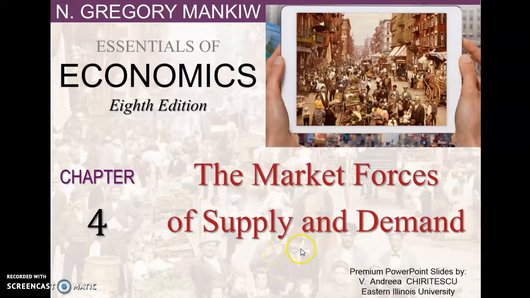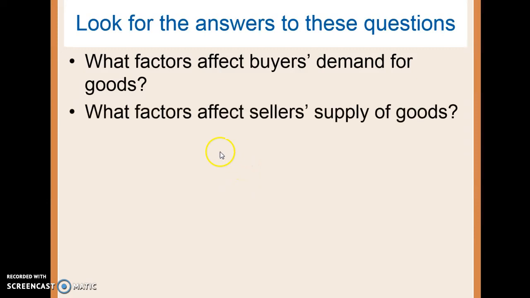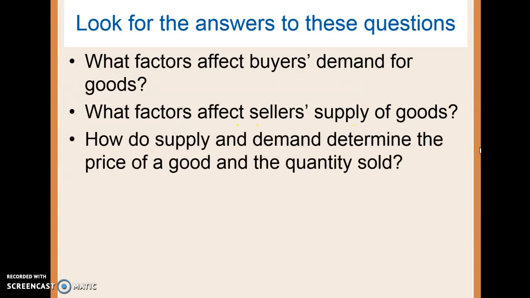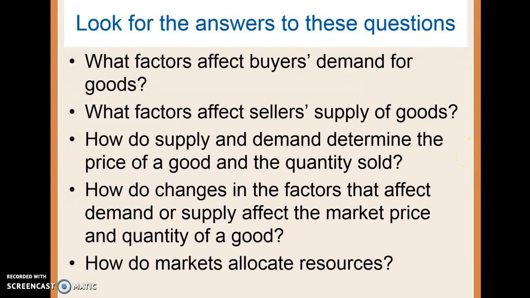This chapter is called The Market Forces of Supply and Demand. In this chapter, look for the answers to the following questions. We're going to look at what factors affect buyers' demand for goods, what factors affect sellers' supply of goods, how do supply and demand determine the price of a good and the quantity sold, how do changes in the factors that affect demand or supply affect the market price and the quantity of a good? And finally, how do markets allocate resources?